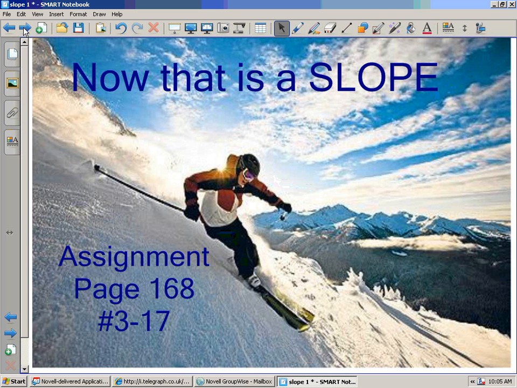Okay. Assignment for today is on page 168, numbers 3 through 17. You'll need a piece of graph paper for 4 of the problems so you can graph the points and then find the slope between them. So if you need a piece of graph paper, you should be able to find one on my webpage.